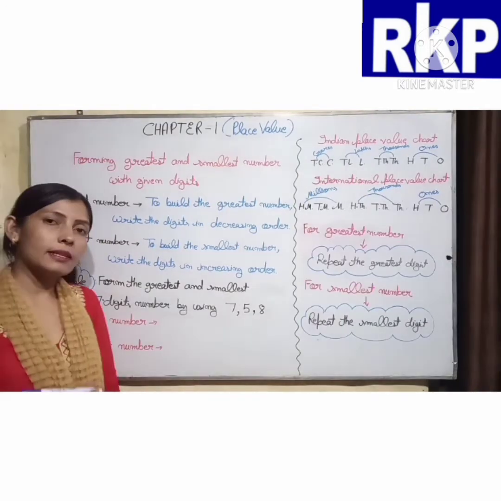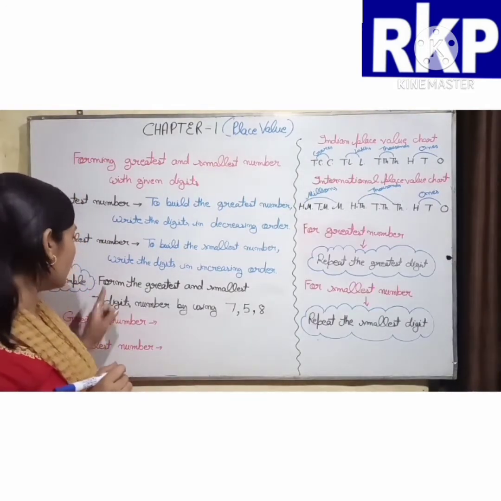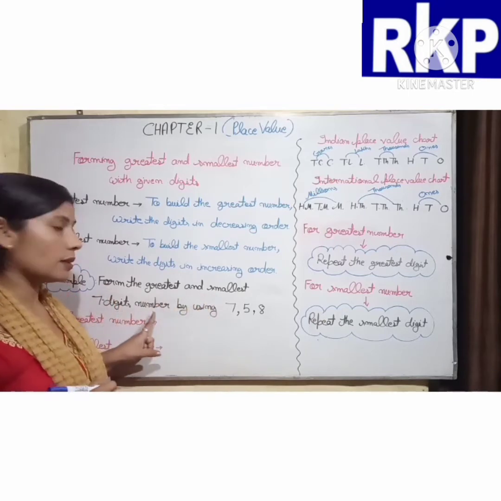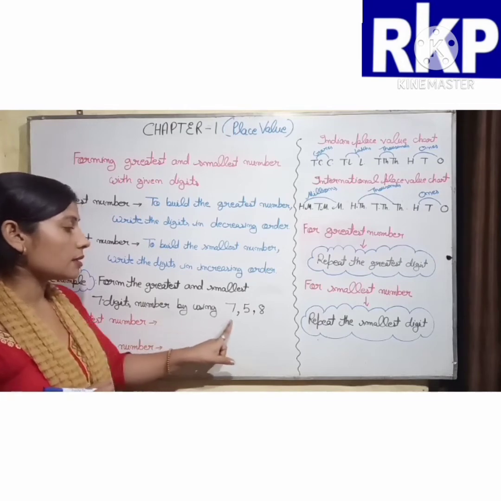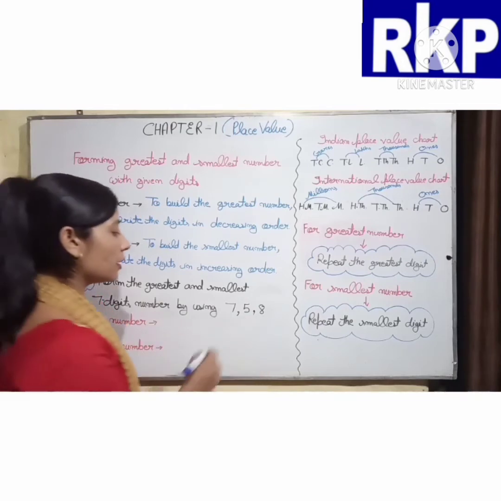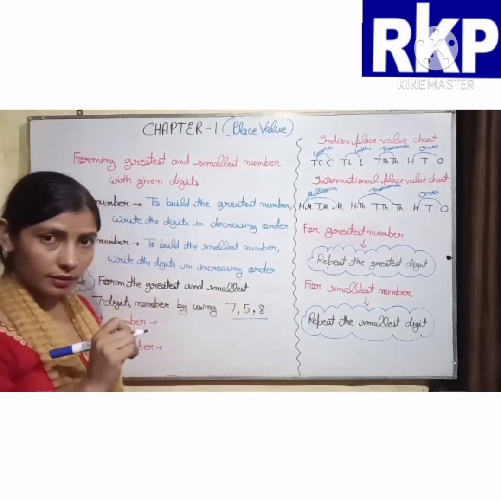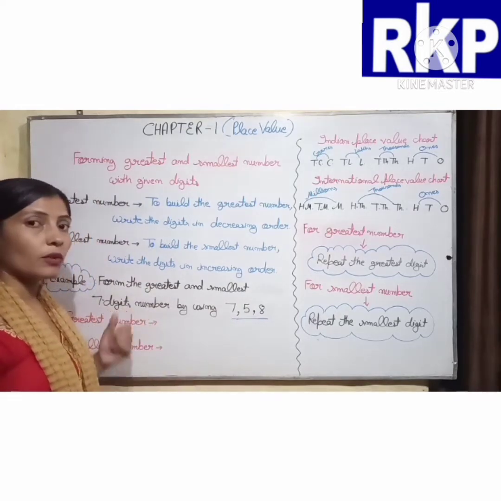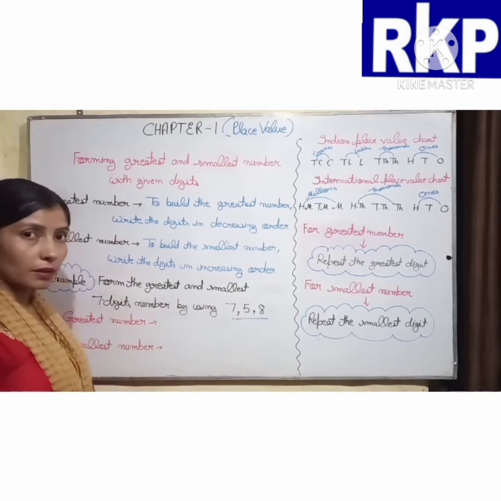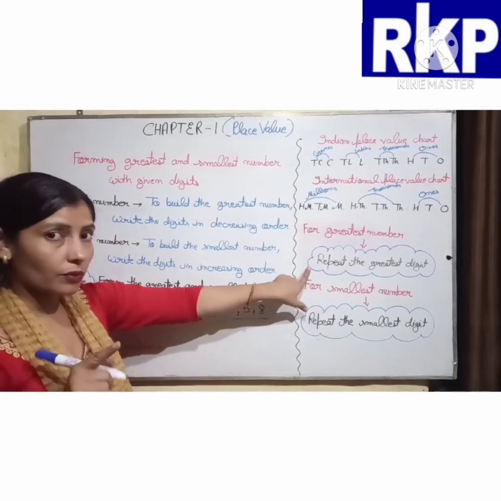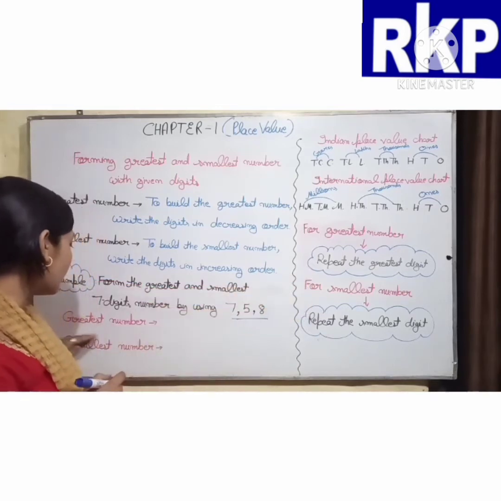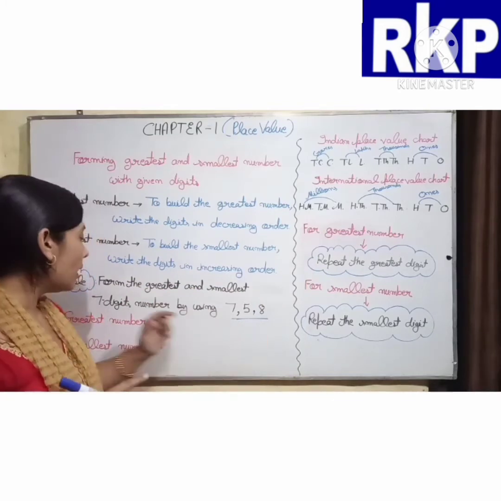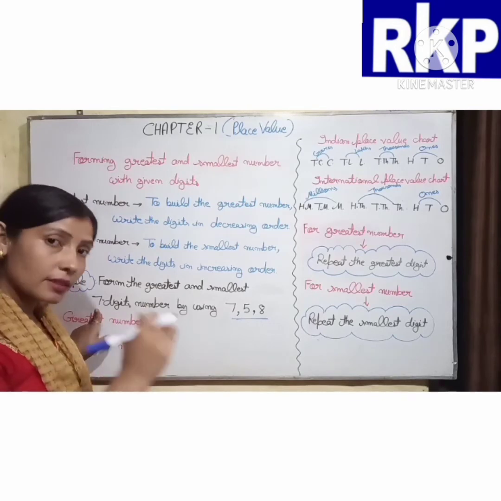Now students, let us take one more example. In this we have to form the greatest and smallest 7 digit number by using 758. Here beta we have only 3 digits, but we need to write a 7 digit number. So how can we write a 7 digit number? If we want to write the greatest number, here we have only 3 digits, and we want to write a 7 digit number.